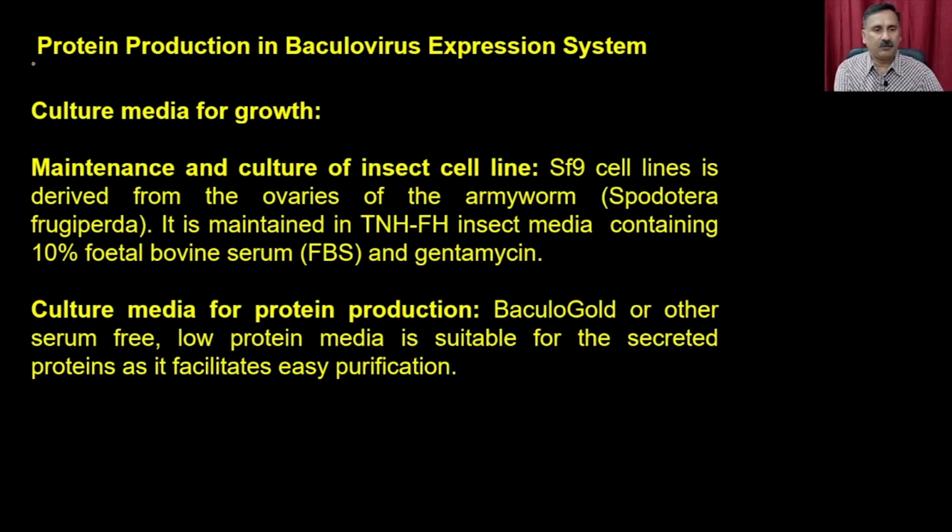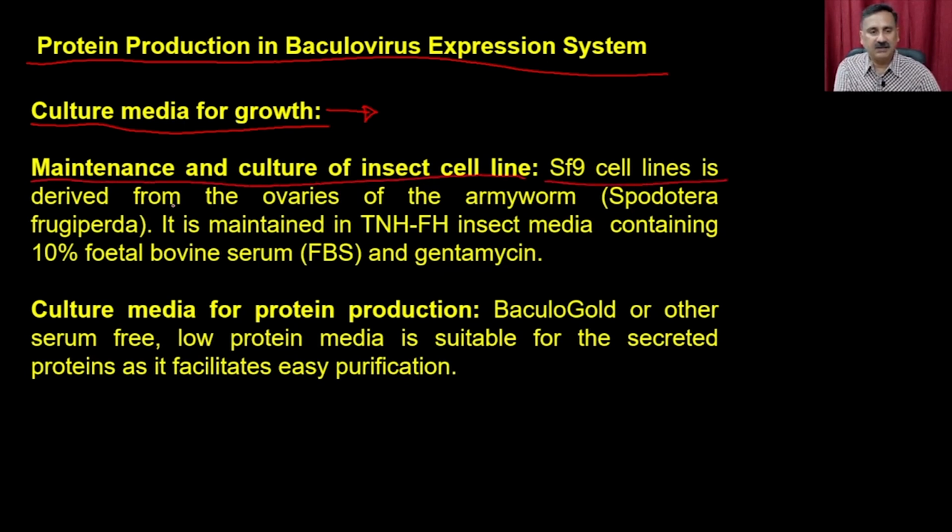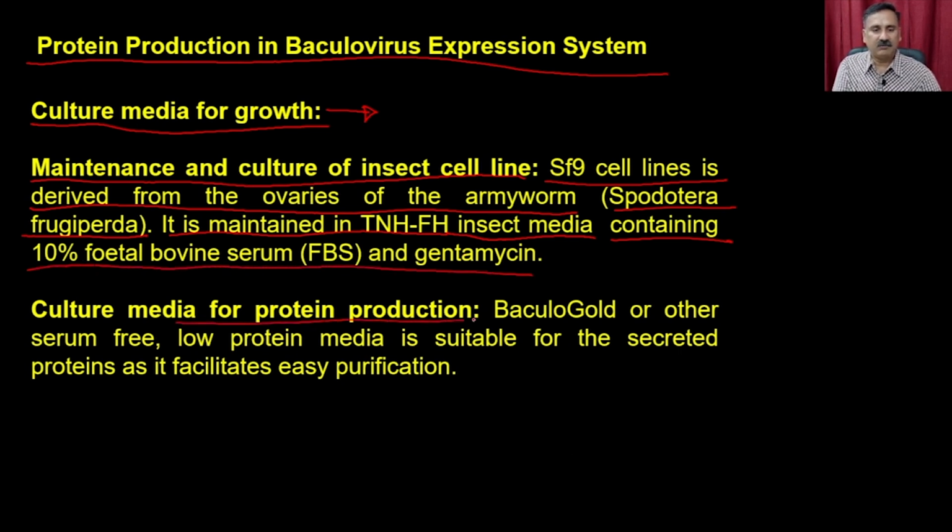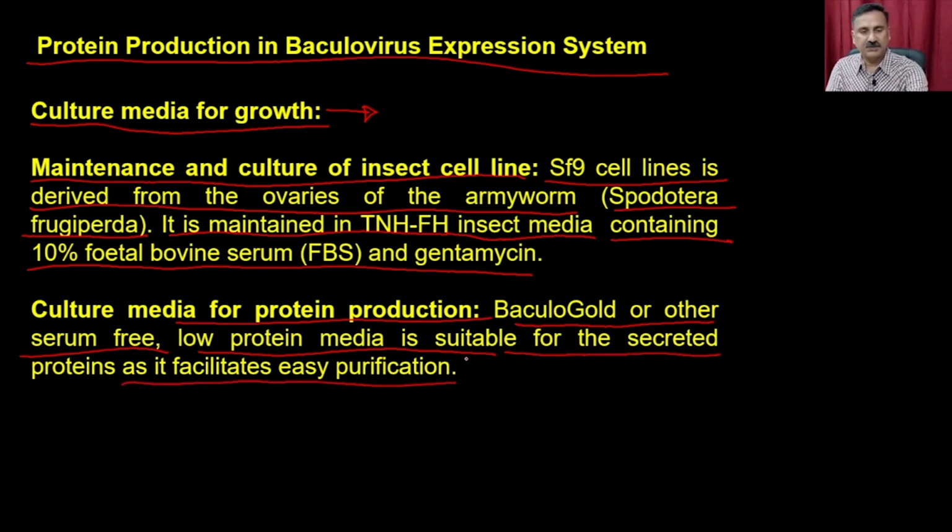Then how are you going to do the protein production in the baculovirus expression system? You're going to use suitable culture media for growth of the insect cells, so maintenance and culture of insect cell lines. The Sf9 cell line is derived from the ovaries of the armyworm Spodoptera frugiperda. It is maintained in TNM-FH insect media containing 10% FBS and gentamicin. For the protein production, you can use Baculo Gold or other serum-free media, which contains low protein. Low protein media is suitable because it reduces the amount of contaminating protein and facilitates easy purification.